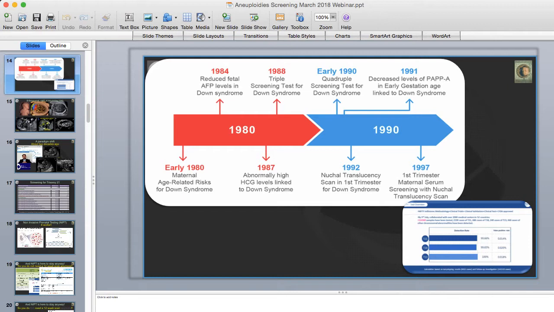But what has been happening since then is that it was quickly supplanted in the early 1990s by the quadruple test, with the addition of dimeric inhibin A, and that improved the sensitivity for detecting cases of Down syndrome.